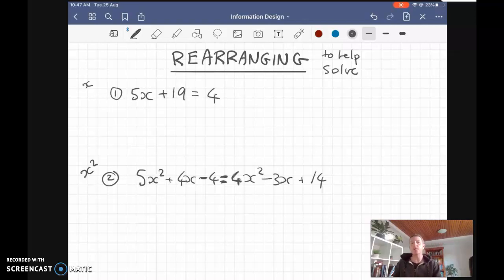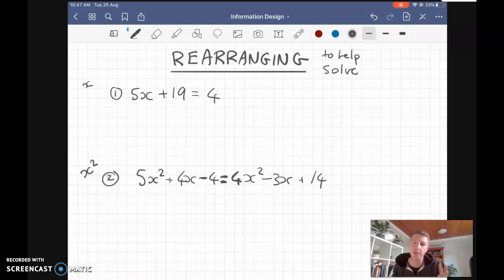Hi class, here's some more help with rearranging, particularly when you have to rearrange to make an equation equal 0. The reason we try and make that happen is so we can help solve something. So we have to try to find the value of x.